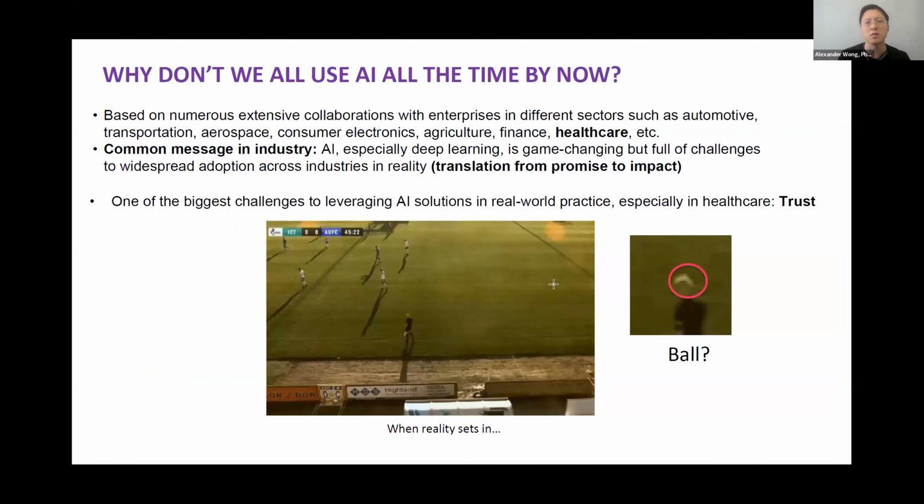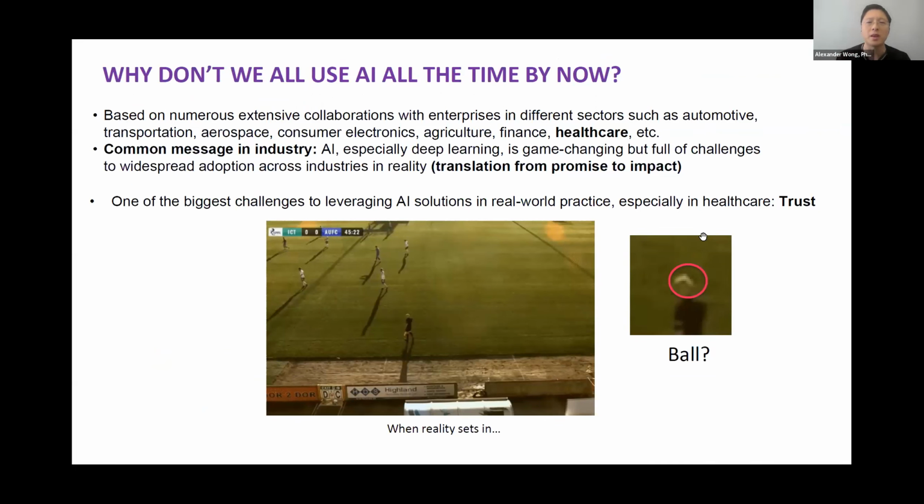So everything sounds good and all, but then the question here is, if AI is so promising for healthcare, why don't we use AI all the time by now? Based on the numerous extensive collaborations I've had with enterprises in different sectors, not just healthcare but also automotive, transportation, aerospace, consumer electronics, finance, agriculture, and so on, there's been a very common message amongst industry, especially in healthcare, that AI, especially deep learning, is game-changing, but full of challenges to widespread adoption across industries in reality.